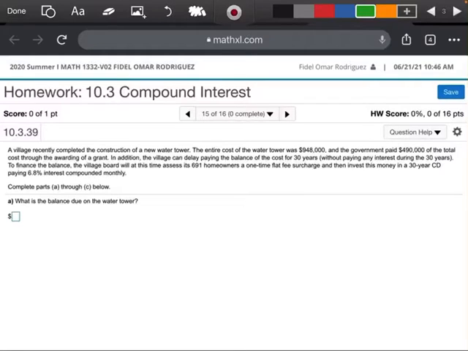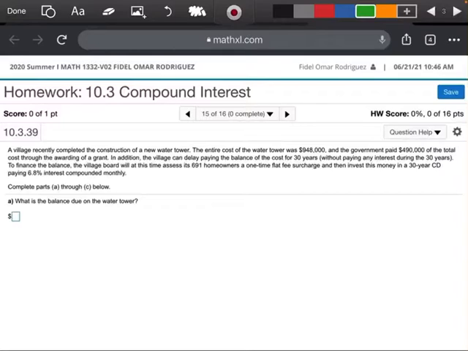All right, so guys, this is number 15 out of 10.3, and it says, a village recently completed the construction of a new water tower. The entire cost of the water tower was $948,000, and the government paid $490,000 of the total cost through the awarding of a grant. In addition, the village can delay paying the balance of the cost for 30 years without paying any interest during those 30 years.